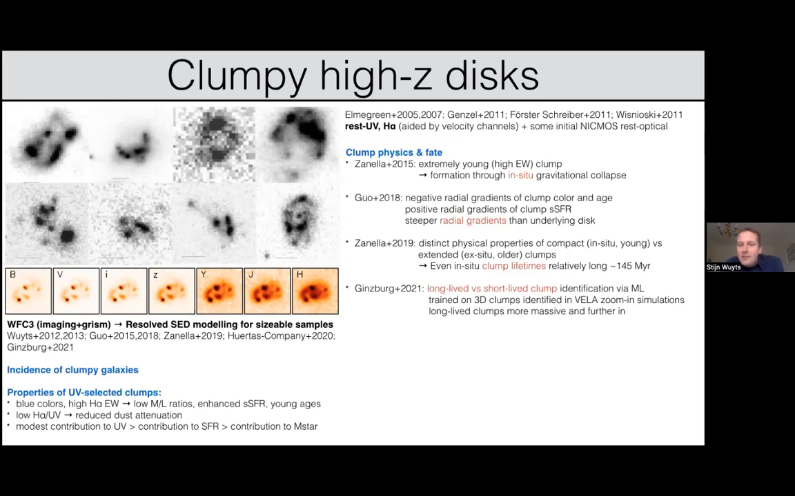And these studies listed here arrive at an answer that at least a subset of these observed clumps would survive long enough to participate in this migration picture. And it would then be this migration that is responsible for the observed gradients in clump color, age, specific star formation rate, and for the fact that these gradients are steeper than similar gradients seen for the diffuse component of the underlying disk.